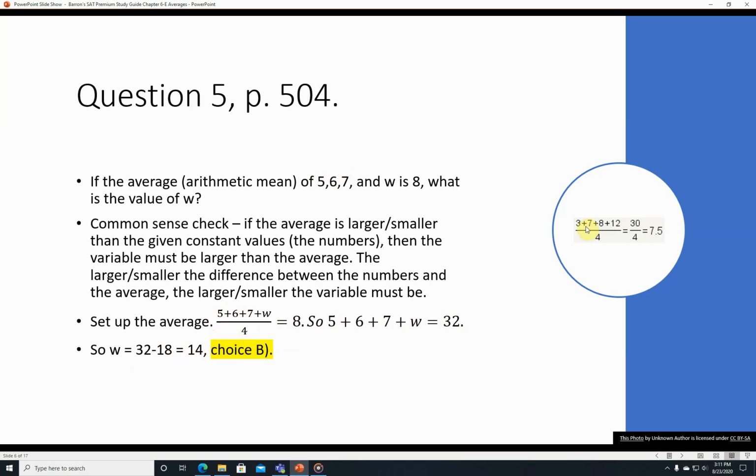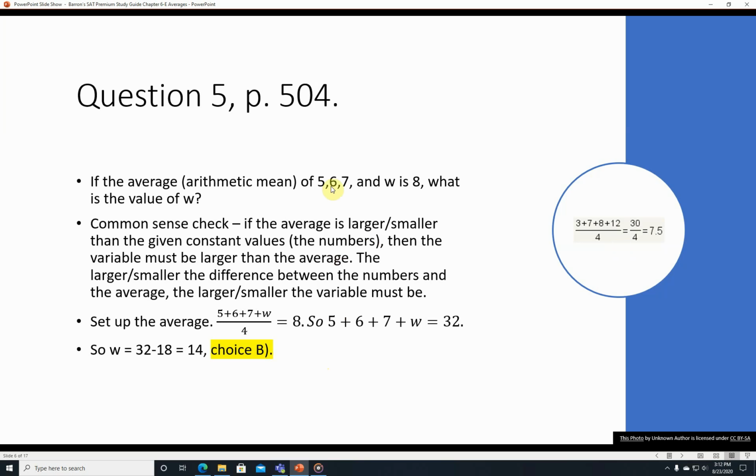And here I have another little example. We can see that 3 plus 7 plus 8 plus 12 equals 30, over 4 equals 7.5. So if this were missing and we knew that the average were 7.5, we'd know that the answer has to be at least between 7 and 8. Turns out to be 7.5. But you could say, okay, 3, that's kind of low, so I know this is going to have to be up. It's not going to be close to 3. It's going to be closer to 7, 8, maybe even 9. And when you do the math, you find out it's 7.5. So keep that in mind.